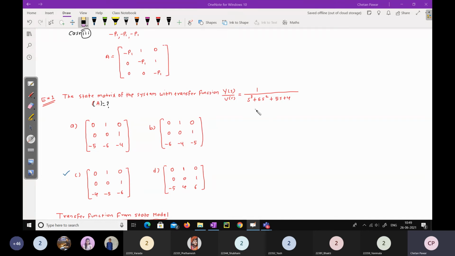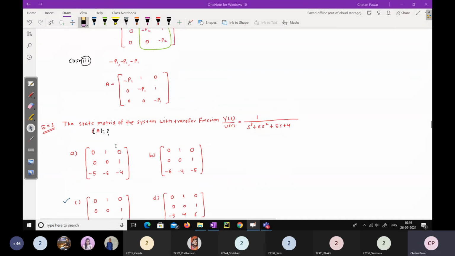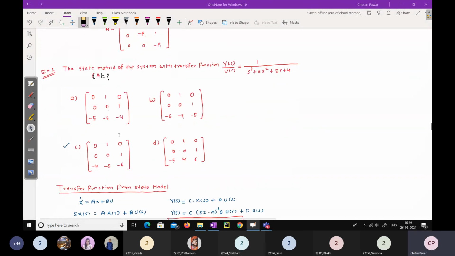Okay. So within less time you can solve it. And the A matrix is decided by the denominator only. We have seen that. Okay. So in this way, they may ask you a question like this. Okay.